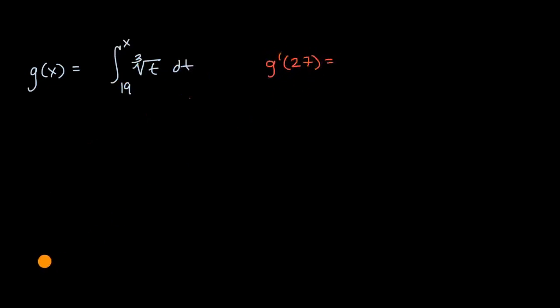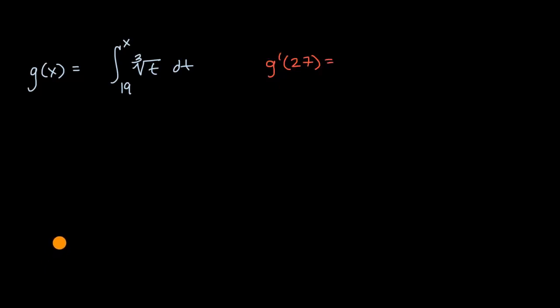Let's say that we have the function g of x, and it is equal to the definite integral from 19 to x of the cube root of t dt. And what I'm curious about finding, or trying to figure out, is what is g prime of 27? What is that equal to? Pause this video and try to think about it, and I'll give you a little bit of a hint.